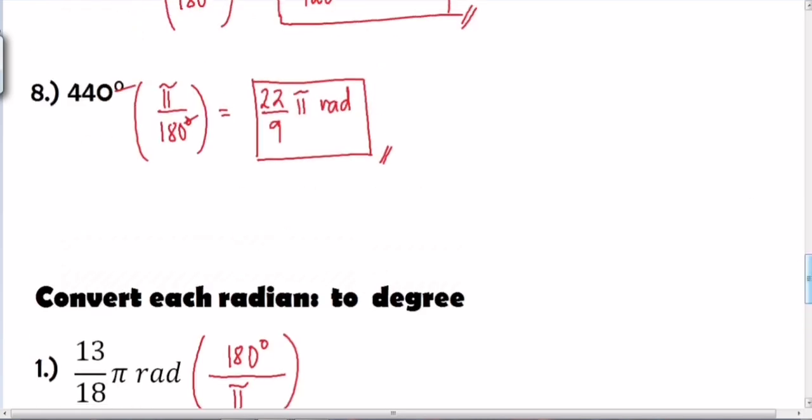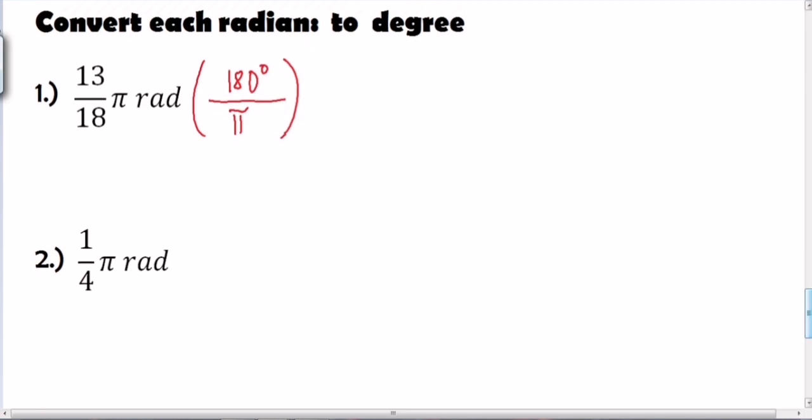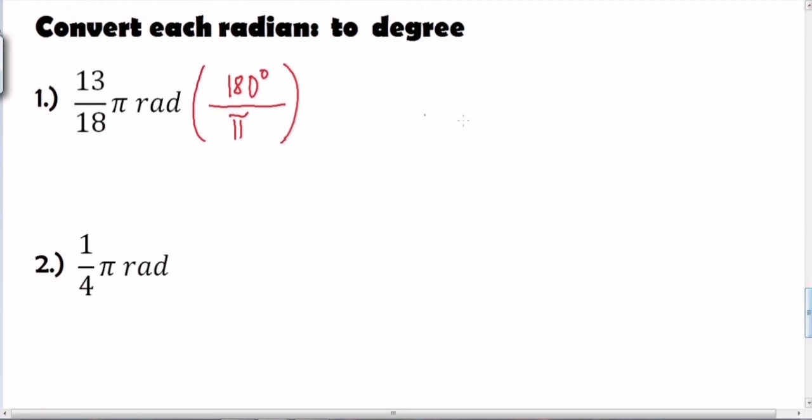So, kabaligtaran nito na kailangan makancel si degrees. So, nilagay natin si degrees sa ilalim. Dito, gusto nating makancel yung pi kasi nga naka-radian siya. So, in terms of pi siya, lalagay nyo naman si pi sa ilalim. Tapos si 180 degrees sa taas. Okay? Kasi gusto natin siyang gawing degrees. So, makakancel to. Ayan. So, ang matitira would be 13 over 18 times 180 degrees.